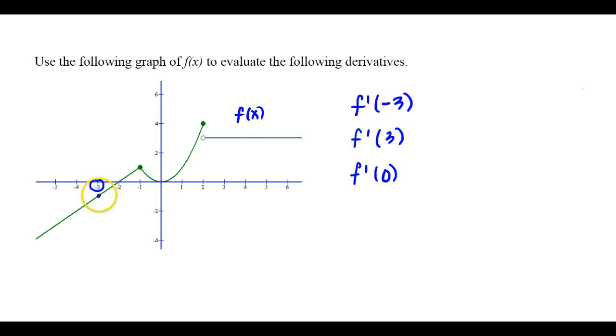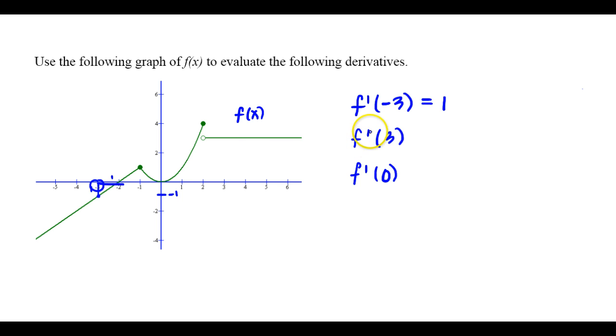If here's a point on my line, at negative 3, negative 1, I would be going up 1 and right 1. So I have rise over run of 1 over 1. So f prime of negative 3 would be positive 1, just the slope of the line, because no matter what, I'm on this linear function with slope 1, anywhere from way over here at negative infinity all the way up to this value, negative 1 or close to negative 1. I'm always going to have this slope of positive 1.